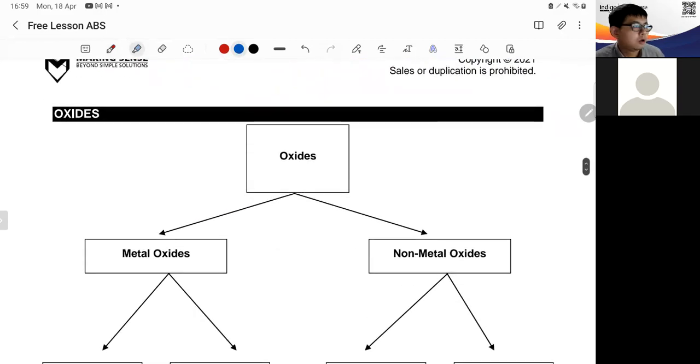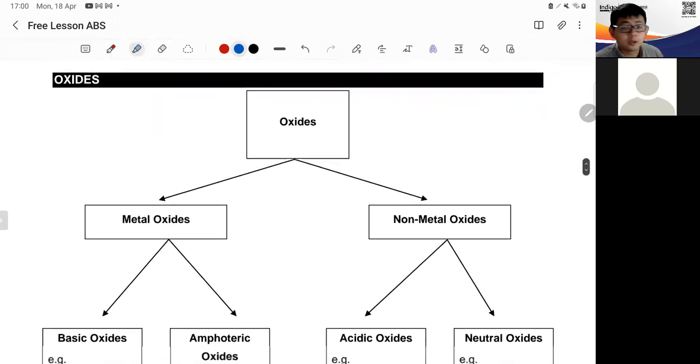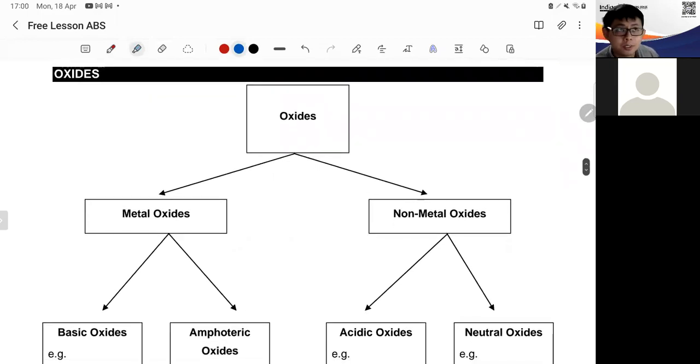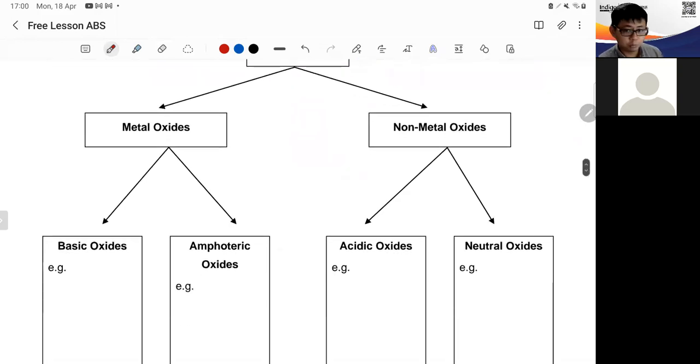Let's move on. For oxides, this is the next thing. Oxides can be classified into many things. I'm sure you know that already. Firstly, let's classify oxides. Oxides means compounds that contain O2-. Firstly, they can be broken down into two, metal oxides and non-metal oxides. Further broken down into two more categories.